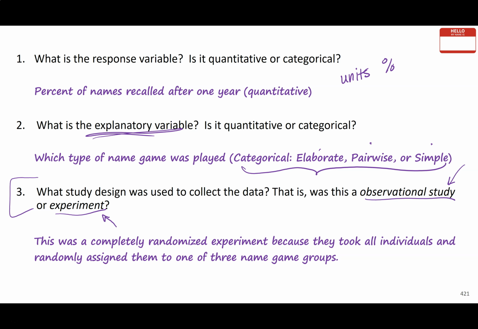So not only was this an experiment, it was a completely randomized experiment because they took the 139 students and randomly assigned them. They didn't stratify the groups at all. They didn't say, oh, you know what, I need to block. They didn't do that. It's just a completely randomized design. They took all individuals and randomly assigned them to one of 3 groups. Doesn't sound like even number of groups if it's 139 though.